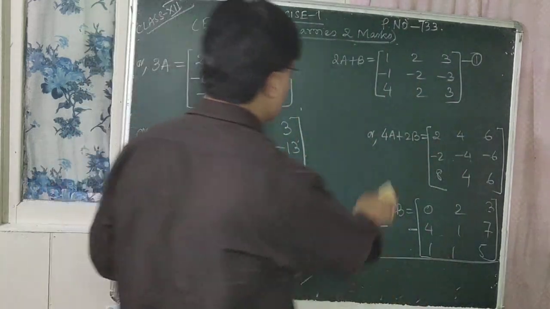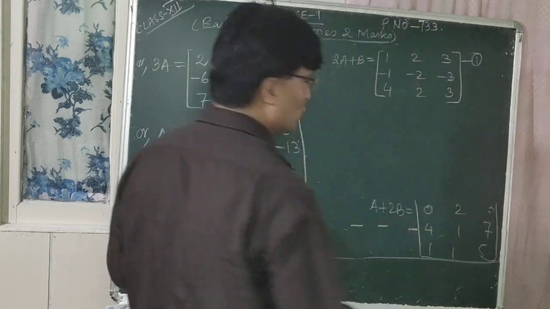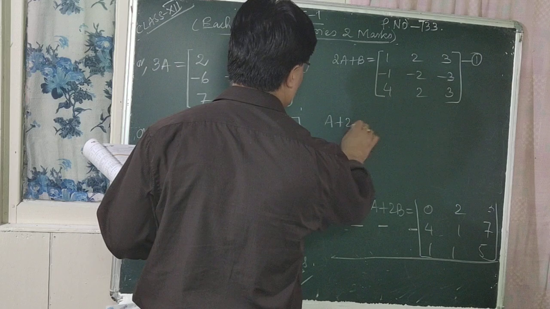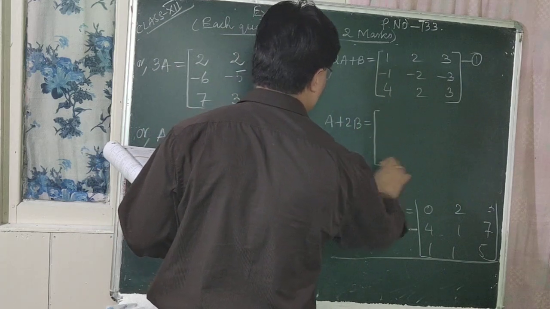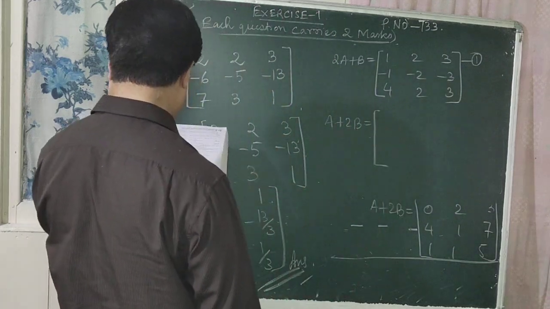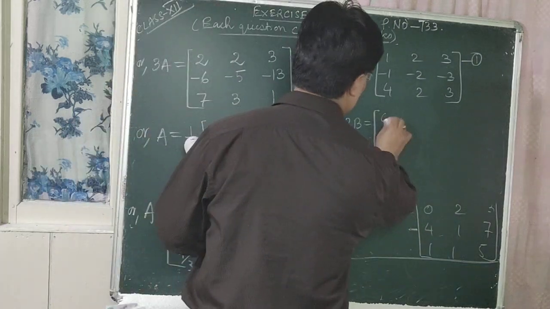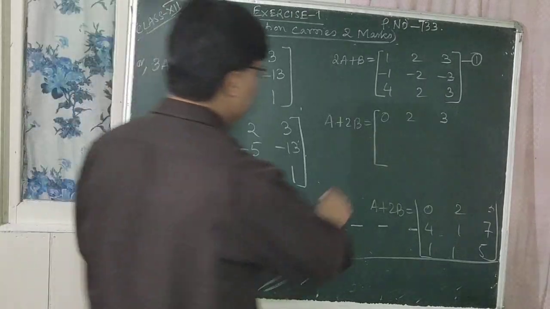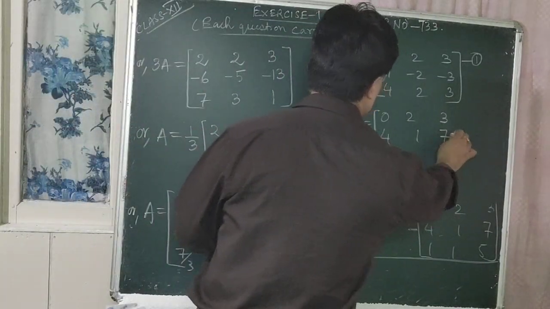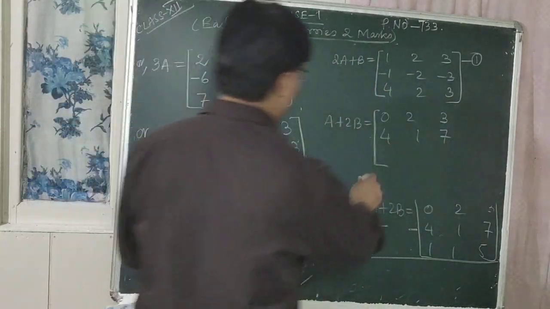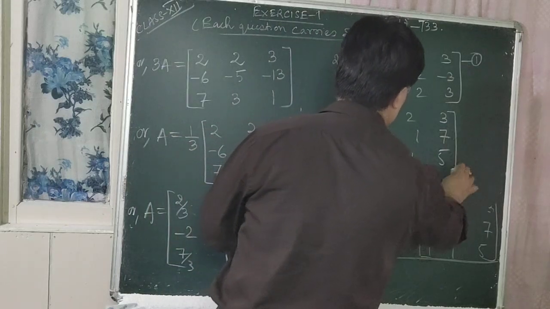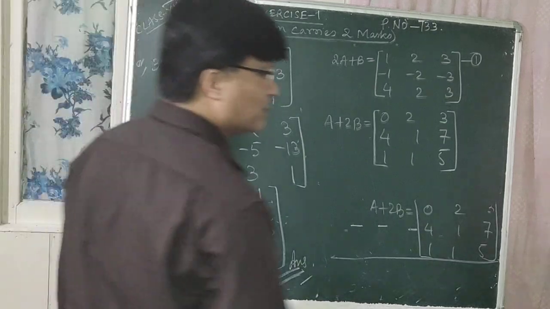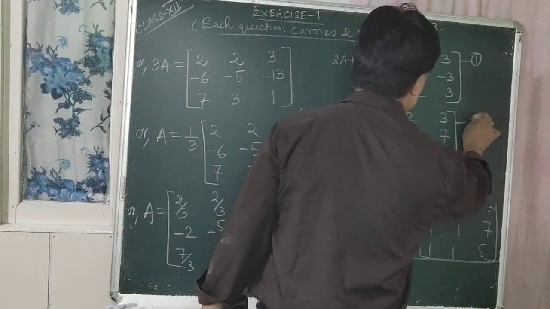And what was the second equation? Let us write the second equation again. It is a plus 2b is equal to, what is it? It is 0, 2, 3, next 4, 1, 7, and the next one is 1, 1, 5. Right? So now let us mark it as number 2 again.